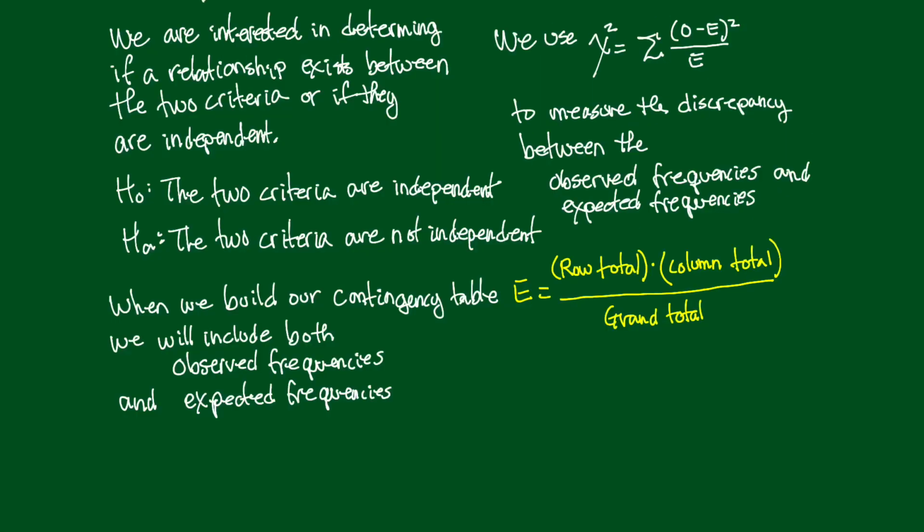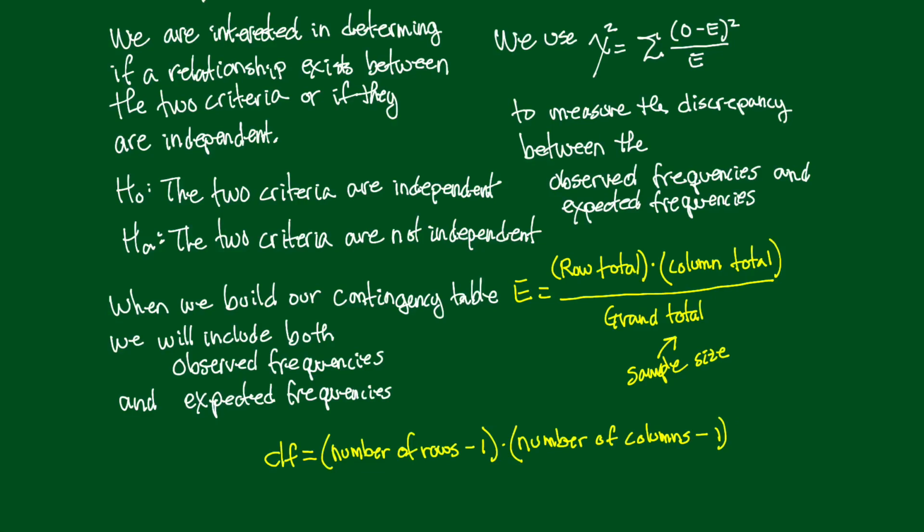And here's how we're going to get our expected values into each one of these cells. We're going to take the row total, multiply it by the column total. So you take the total in that row times the total in that column and divide it by the grand total. And the grand total, well, that just turns out to be the sample size. And because it's a chi-square, we need degrees of freedom. Degrees of freedom is just going to be the number of rows that you have times the number of columns that you have.